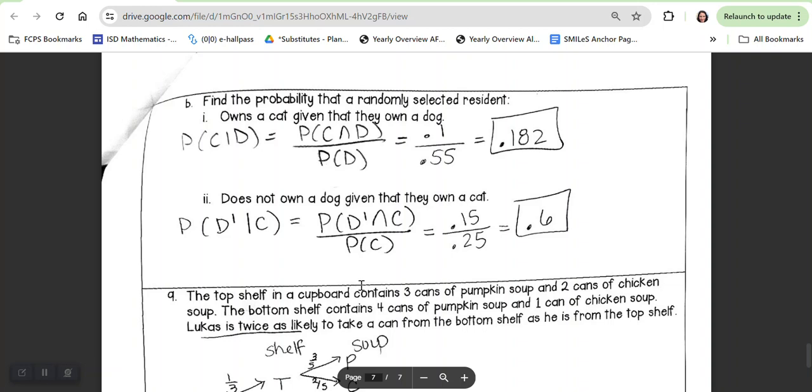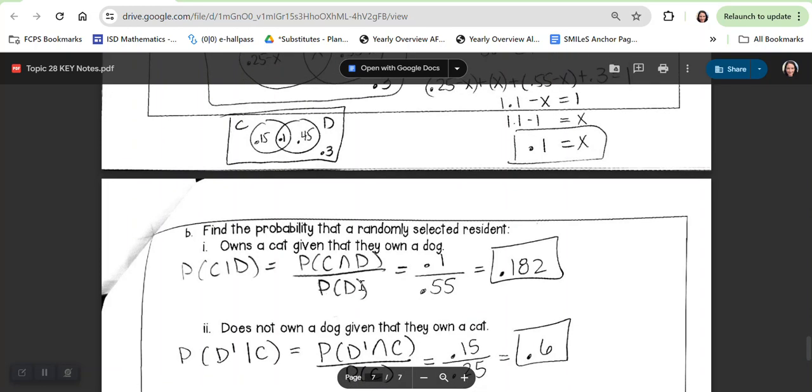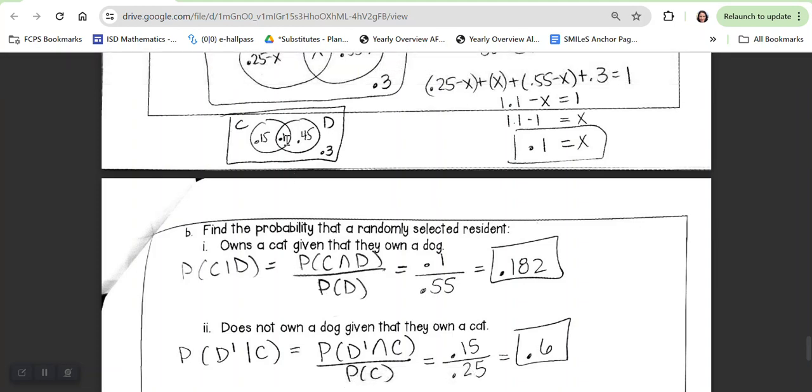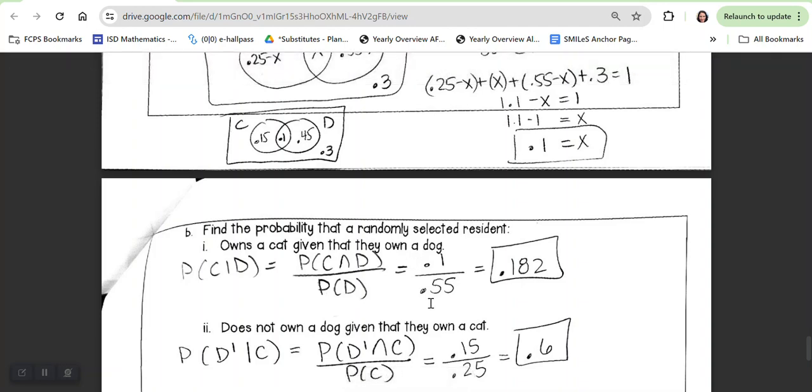Find the probability that a randomly selected resident owns a cat given that they own a dog. So let's go back to our Venn diagram right here. Here it is. So we're going to use the formula, probability of cat and dog, that's that 0.1 in the middle, divided by the probability of dog. And that's going to give us 0.182.